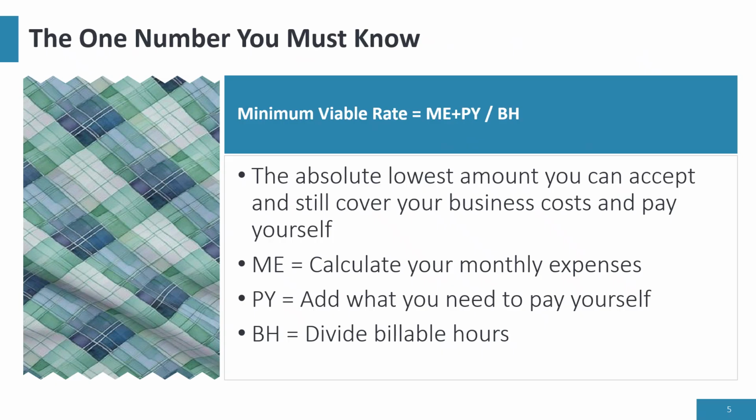Before you can price anything, you need to know your minimum viable rate. This is the absolute lowest amount you can accept and still cover your business costs and pay yourself something reasonable. Calculate your monthly business expenses: hosting, software, education, supplies, paint, everything. Add what you need to pay yourself monthly. Divide by the number of billable hours you can realistically work each month. That is your minimum hourly rate.